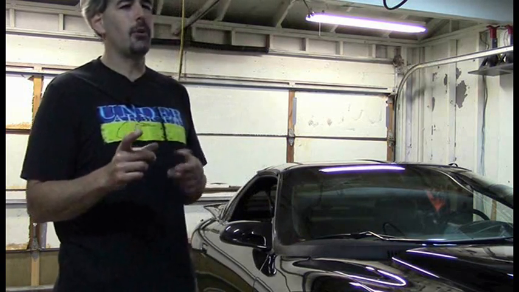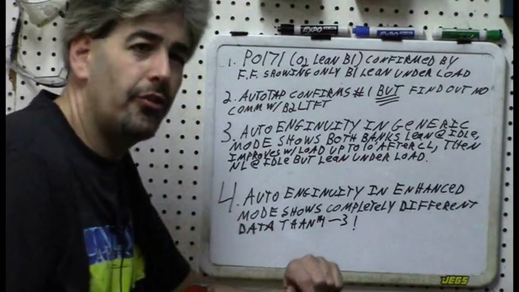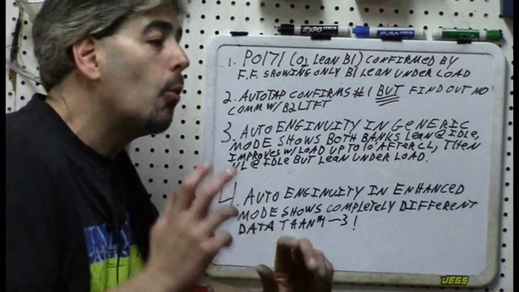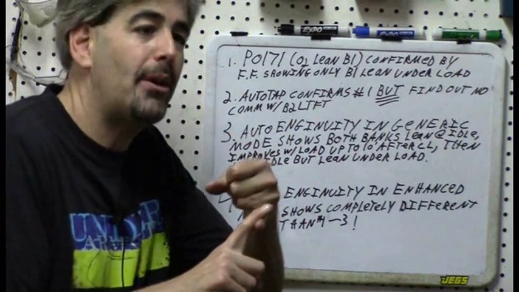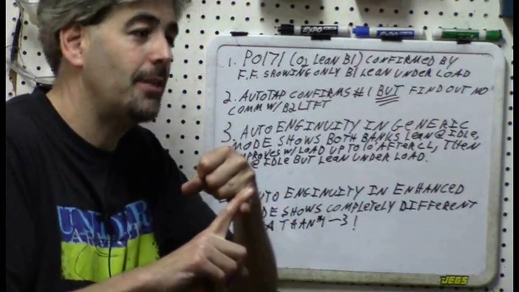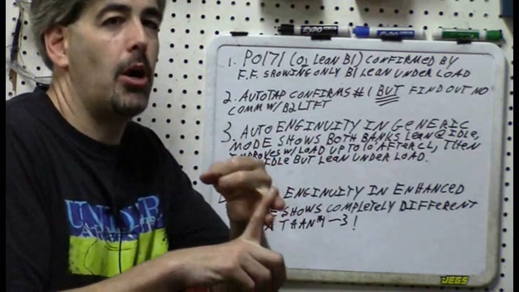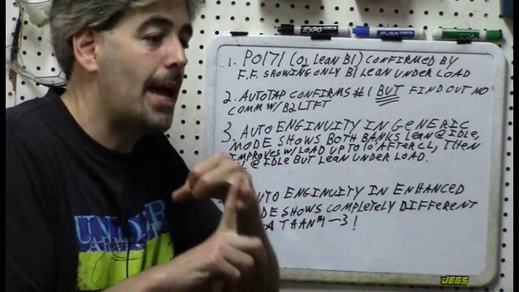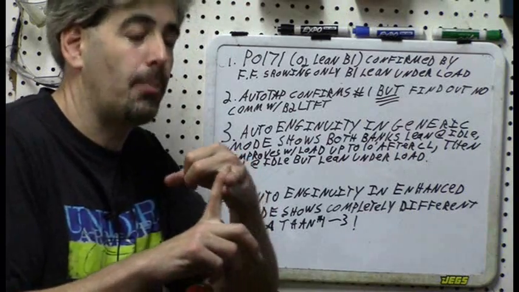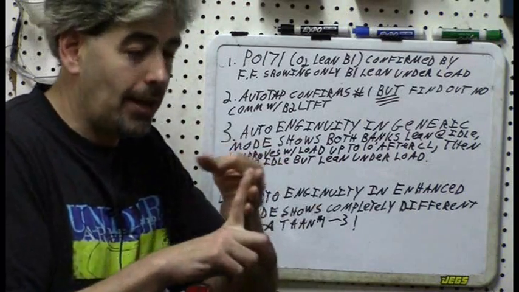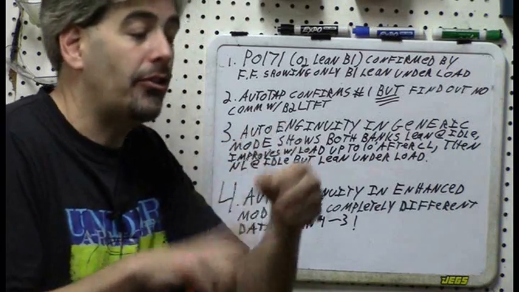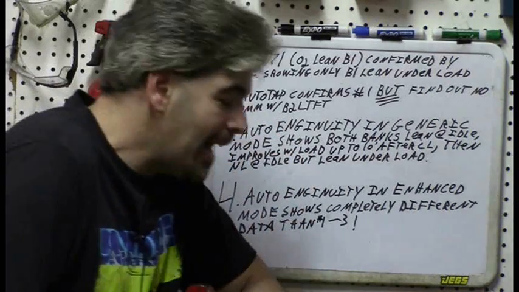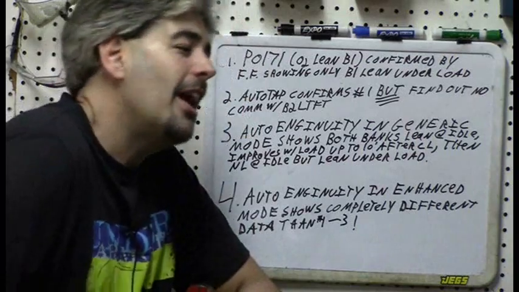So that said, we still have one other variable that we have to consider. This final possibility: we did enhanced parameter mode in AutoTap, and found bank 2 shows no reaction. We did generic mode in Auto Ingenuity, and found that both banks do seem to react appropriately to variables. The final possibility is enhanced mode in Auto Ingenuity. Does it show the same as generic mode? And it turns out it does not.